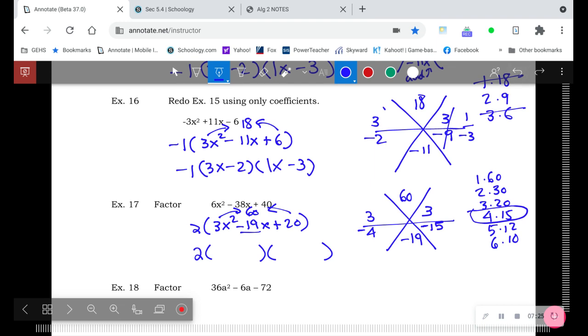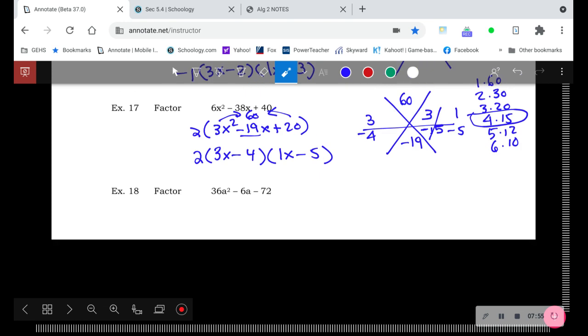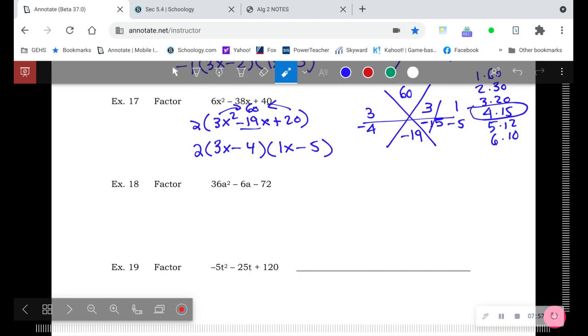You're just going to fill in 3x minus 4 here. But the other side has to be simplified first, 1 over negative 5, and then you can put it in here, 1x minus 5. So you want to check these. This gives 3x squared, that's good. These two multiply to give 20, that's good. And you get a minus 4x and a minus 15x on the inside and the outside. So those add up to negative 19. Everything's good.